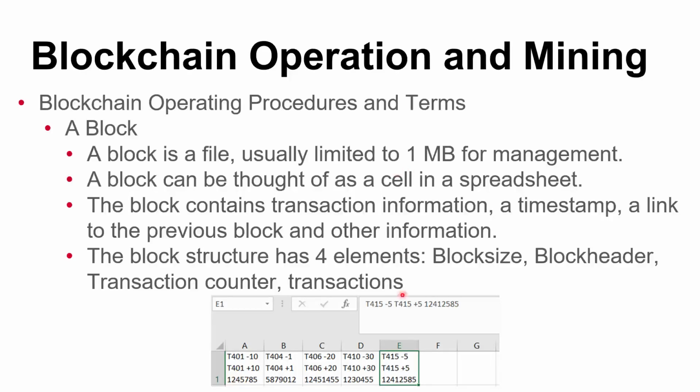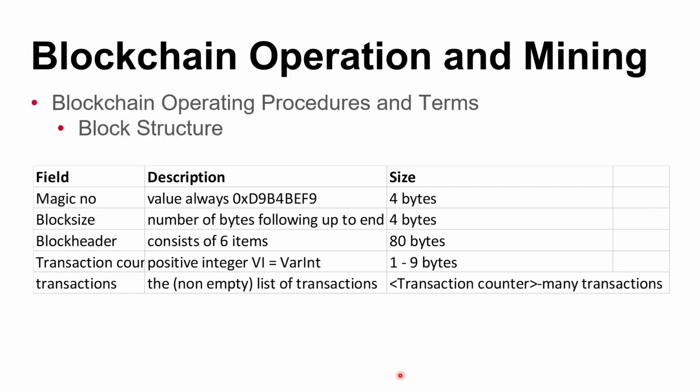We can think of a block as a cell of a spreadsheet. The overall spreadsheet could be the blockchain, and each cell could be a block, and data is written into the cell. It also includes things like timestamping and links back to the previous block. Block structure has 4 elements: the block size, the header, and some other transaction information. So we can see here the description of block structure.